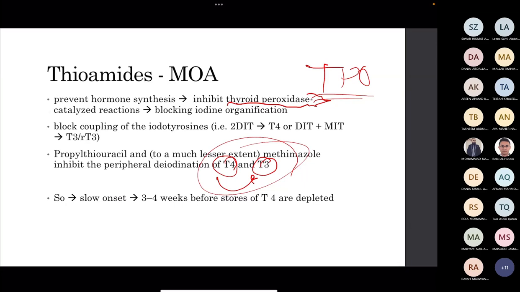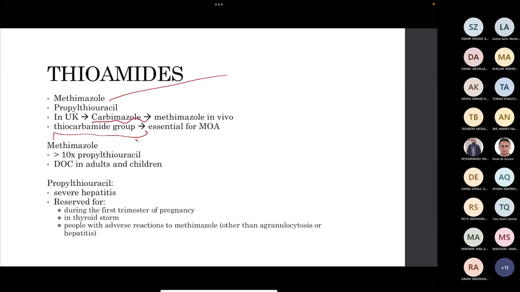Now their effect begins at 7 days, or 5 to 7 days, but it takes a long time for them to be fully functional. That's why, as we said, they use symptom control agents like beta blockers to control the symptoms.